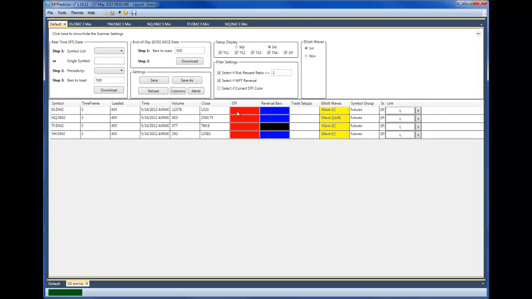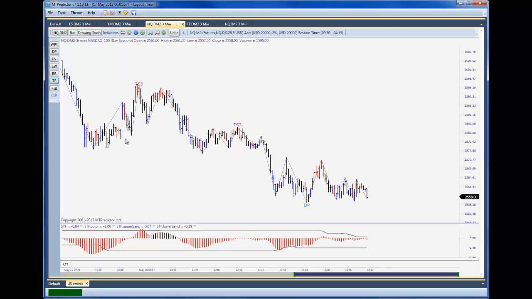If you have a scanner running, you can't see them here because I'm doing this outside market hours, but if you have a scanner running like this, the trade setups automatically come up in the scanner for you as well to be alerted in real time. Right, what do you do and how do we analyze these? Well, let's have a look at this one here.